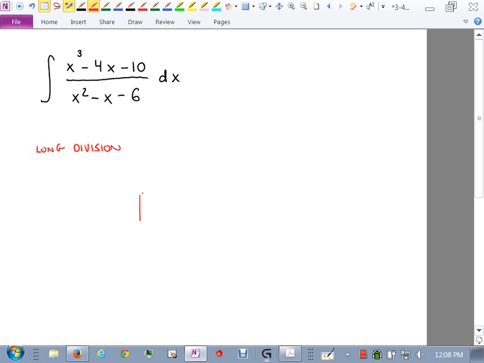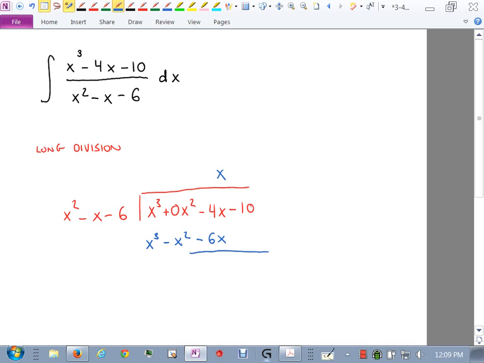All right. x cubed plus 0x squared minus 4x minus 10, out here is x squared minus x minus 6. What do I multiply x squared by to get x cubed? x, put that out here. Get x cubed minus x squared minus 6x, all over. Now change the signs: minus, plus, plus.